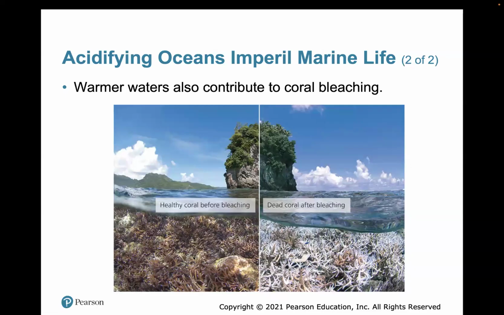This is a picture of coral reef. This is healthy coral reef before bleaching. This is dead coral after bleaching. Coral reefs have faced two additional risks from climate change. Warmer waters contribute to coral bleaching. They're deadly to corals.